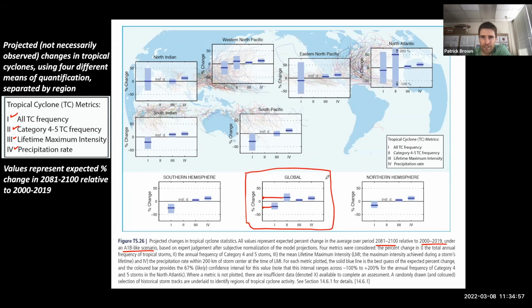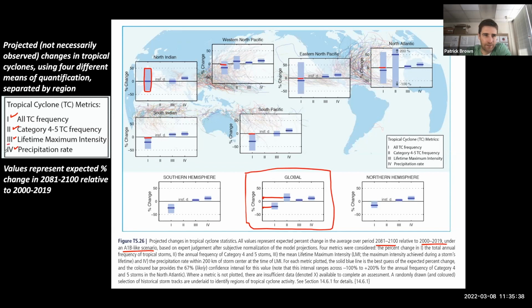So if we look basin by basin, we see that there's a lot of uncertainty in, for example, number 1 and number 2. Especially number 1, we have these large error bars where, in the North Indian Ocean, it's saying it could be an increase in total frequency of 50% down to like negative 40%. We have these error bars that cross 0 or touch 0 in most of these basins, basically saying that we don't know how the frequency of tropical cyclones will change.